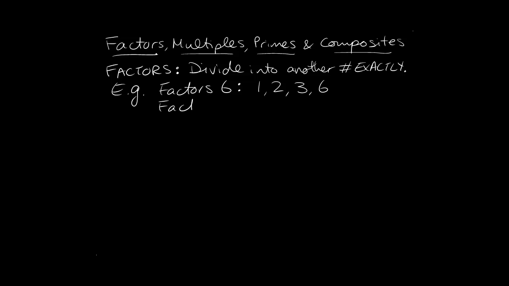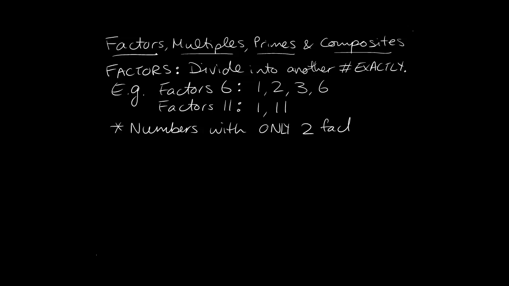If I wanted, say, factors of 11, I'm talking about really just two numbers, 1 and 11. Okay? Now, one thing to note, numbers with only two factors, one and itself, are called prime numbers. Okay?